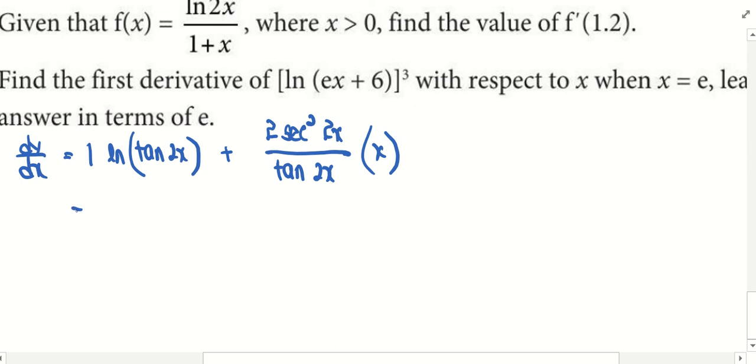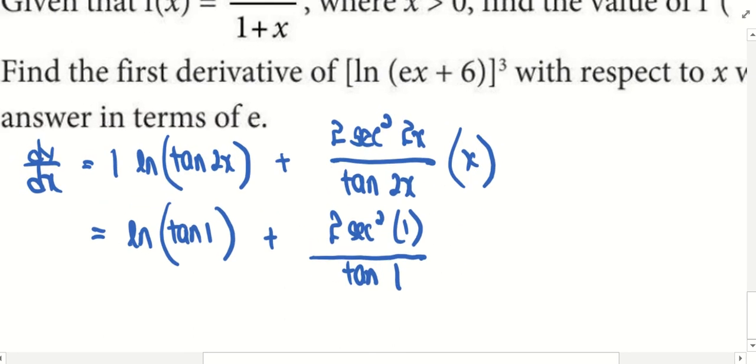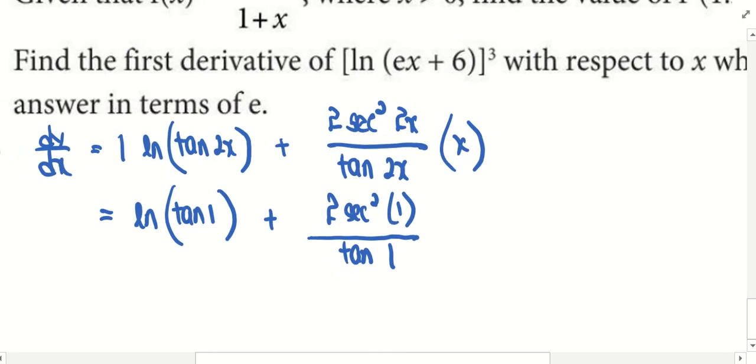So I'm going to rewrite. So I substitute the 0.5. I'll get ln of tangent 1, I write in bracket, plus 2 secant square 1. Alright? Over tangent 1, multiply by 1. But multiply by 1 no need. Anything multiply by 1, okay, it doesn't make a difference. Okay, can you show me how to press the calculator now?